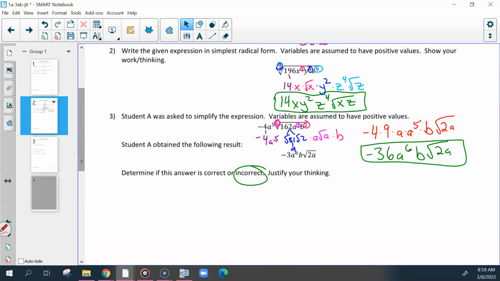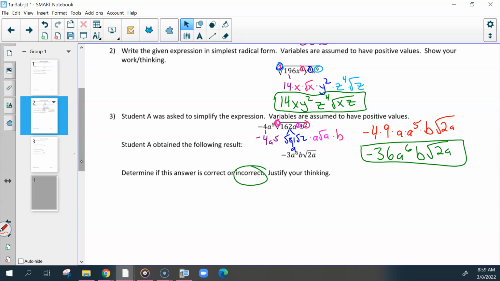If you combine these two, just like when we separate, this became a times the square root of a. If we combine them back, we have a to the 6th. And we'll talk more about that when we get into our next unit, so it's okay if that didn't make a whole lot of sense. Times b times the square root of 2. Okay?